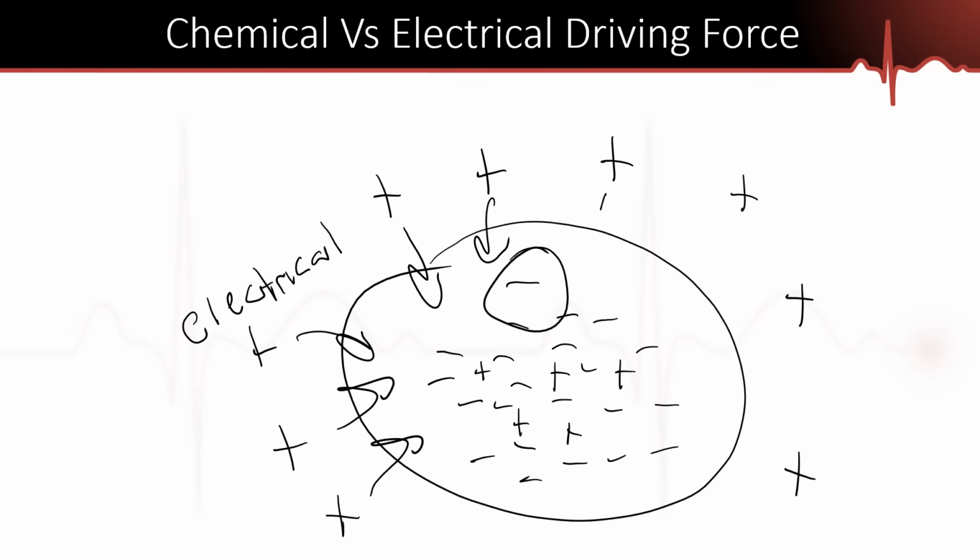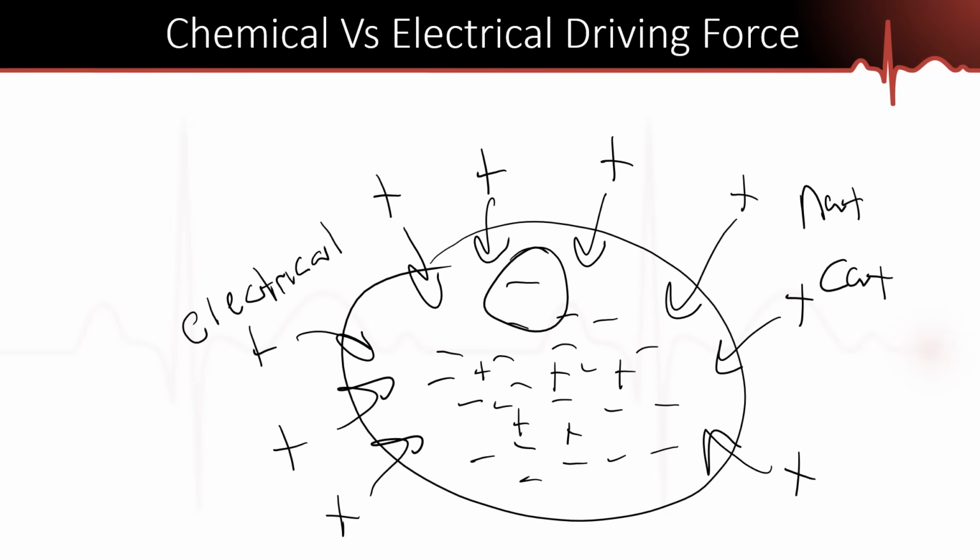What's something that's a positively charged ion? Well, sodium ions, for example, are positively charged. Calcium ions are positively charged. So in this example, an electrical driving force is the tendency of some ion to be pulled in one direction due to that direction having an opposite charge.